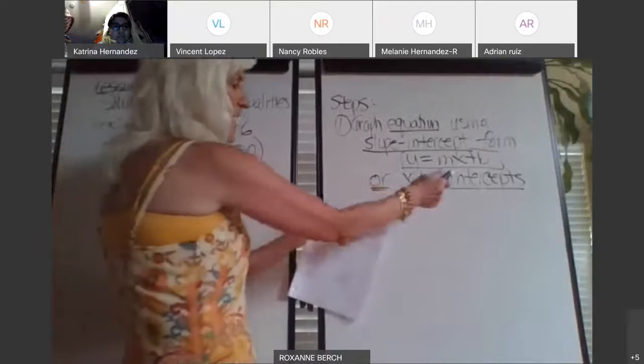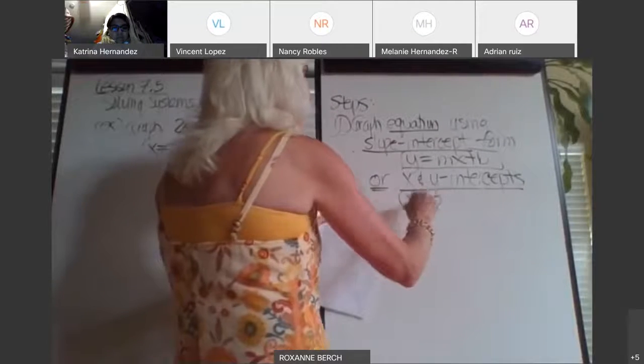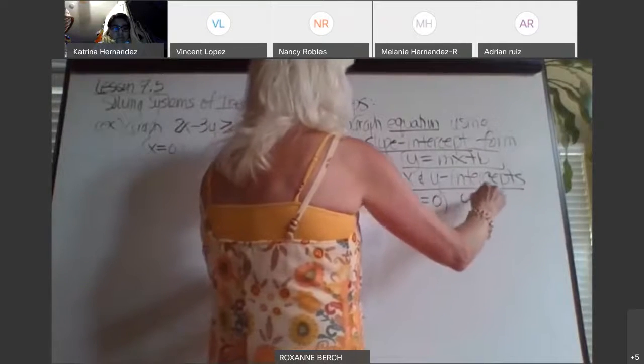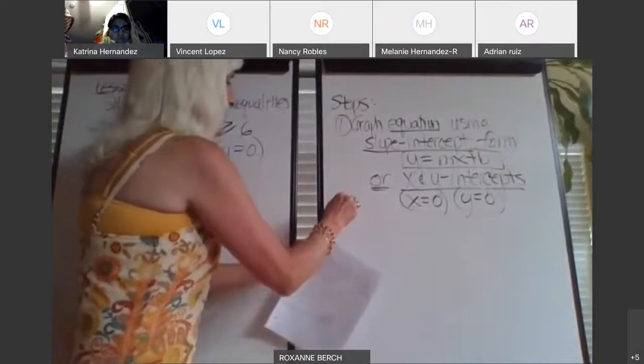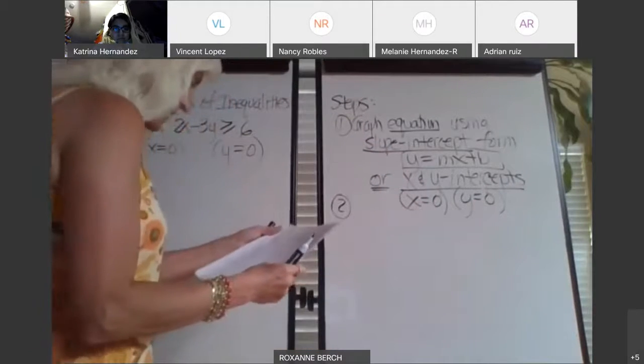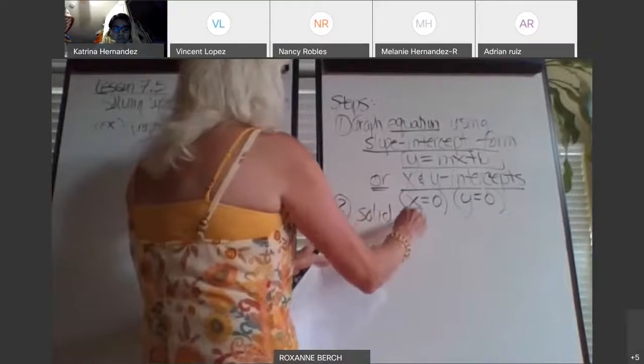All right, so the x and y-intercepts is what we're doing right now. This is where you set x equal to 0, and you set y equal to 0, and you find the intercepts and connect the points. All right, the second step in graphing these inequalities is you have to decide if the line is solid or dotted.